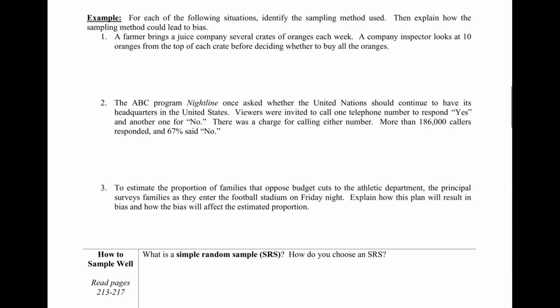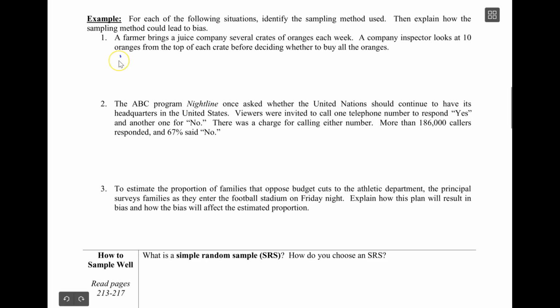So the directions here are just like our AP tip. It says, for the following situations, identify the sampling method used and then explain how it can lead to bias. So let's take a look at the first one. Definitely this first example is a convenience sample. So convenience, I always hate spelling convenience. Okay, so this is convenience sampling.